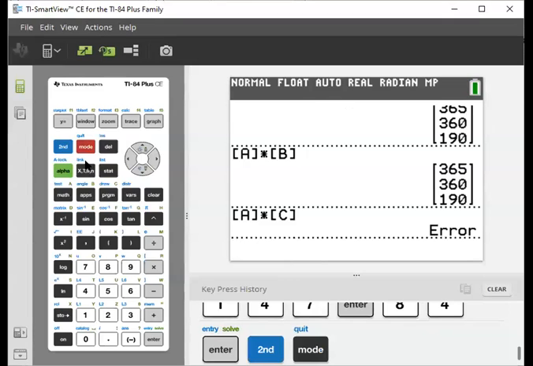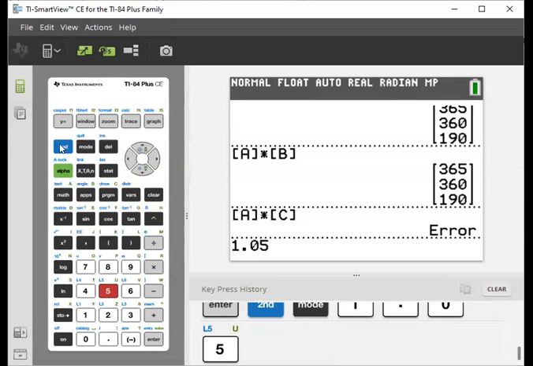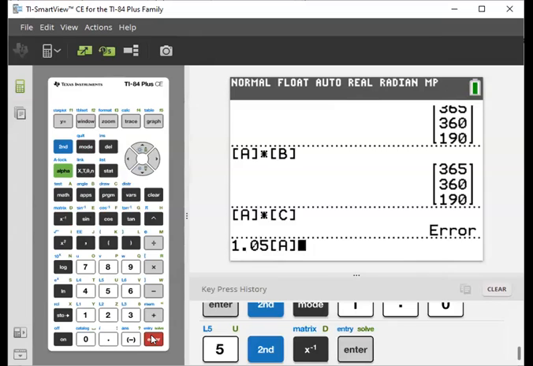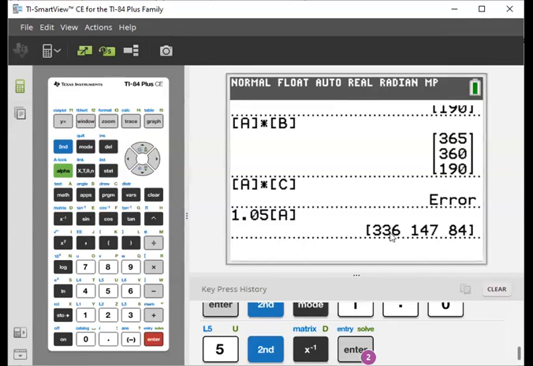And now I want to show you two things. One thing I want to show you is, do you remember we took all those matrix, the first June budget, we multiplied them by 1.05? So I could have done just 1.05 times, so second matrix, and hit enter because it's in matrix A, and it would have given me those numbers 336, 147, and 84, right? We could have just multiplied it by, this is called a scalar. If you want to multiply a matrix by a number, then you can do that.